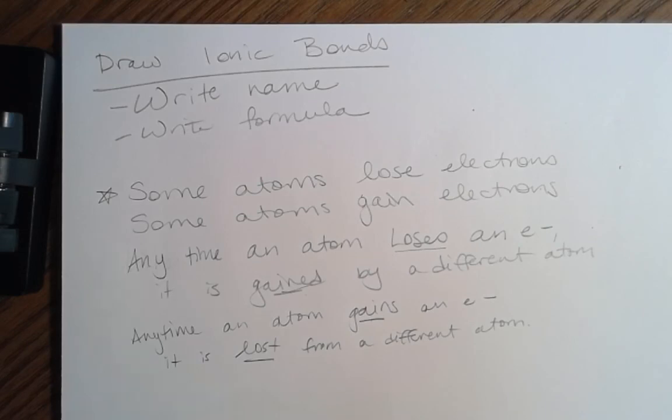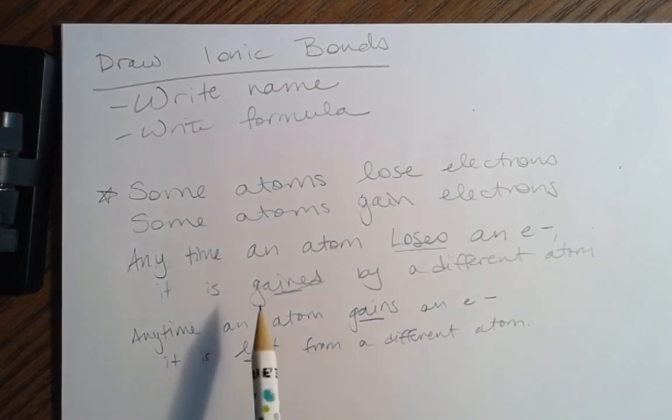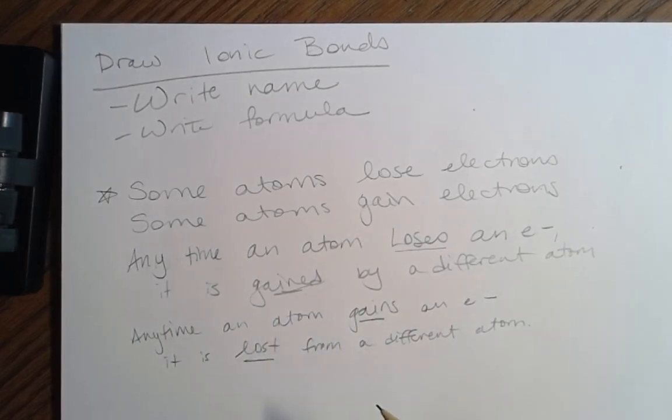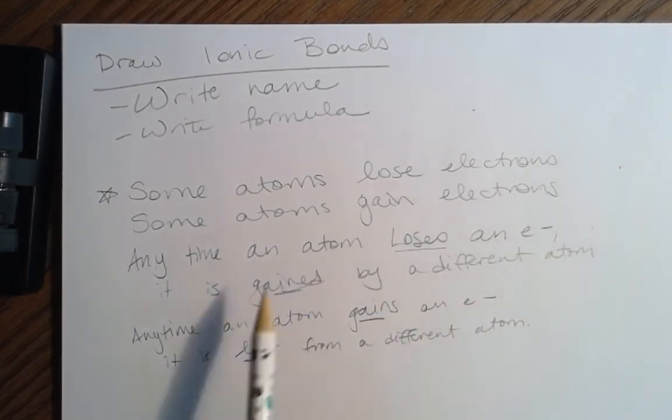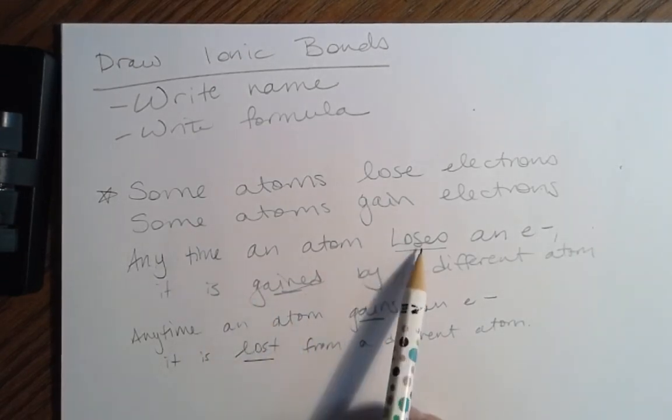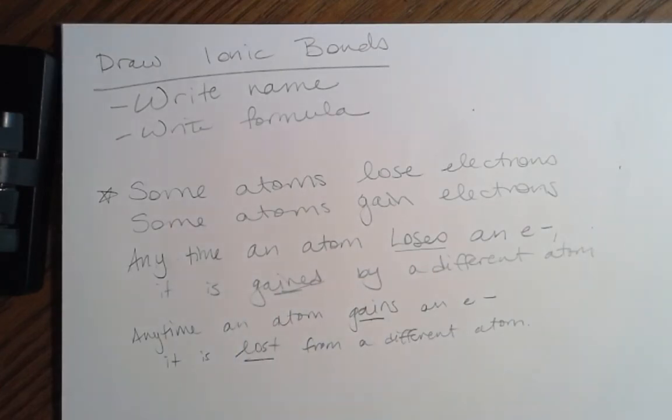Anyways, in terms of forming bonds, except for static shock, when an atom gains, a different atom must have lost. If an atom loses, a different atom must have gained. That's the end of the lesson right here.